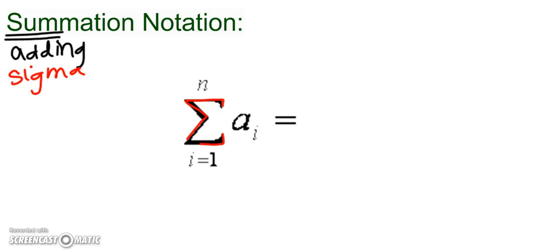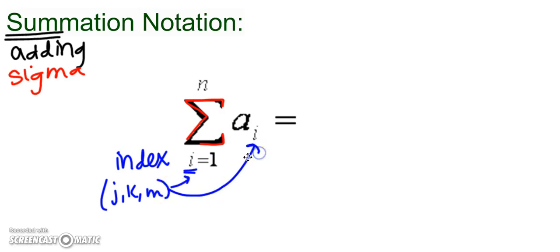So what are we summing? Well, we're summing the terms in a sequence. So to help us figure out what sequence we're talking about and what's happening, i is what we are going to call an index. It doesn't have to be i. Sometimes we'll use j, sometimes we'll use k, maybe an m. Some sort of thing to indicate here and here which term we're talking about.